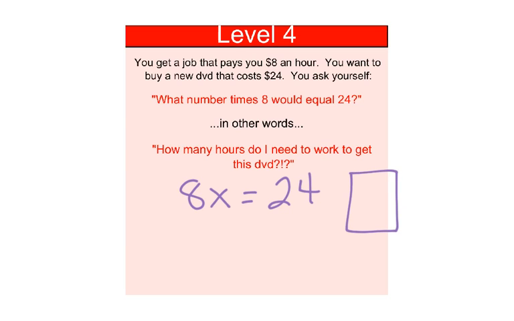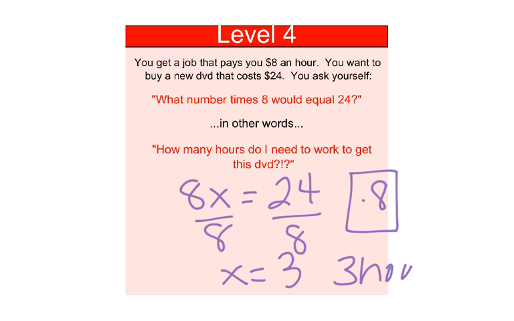How would I solve that? First, I need to know that my operation is timesing by 8. What's the opposite of times by 8? Divide by 8. So x is equal to 3. So what the question is saying is, how many hours would I need to work? So my answer would be, I need to work 3 hours.